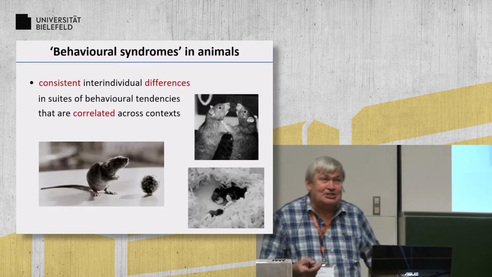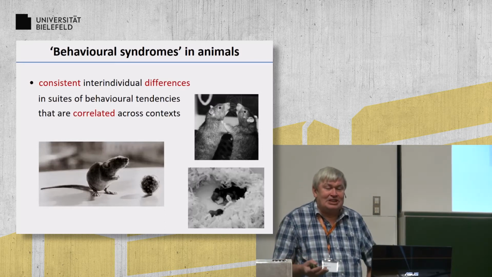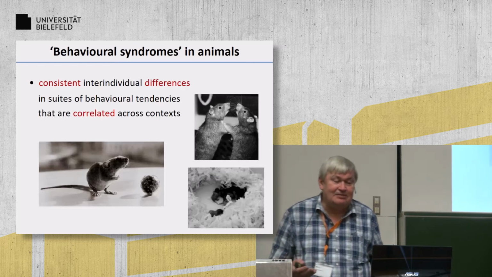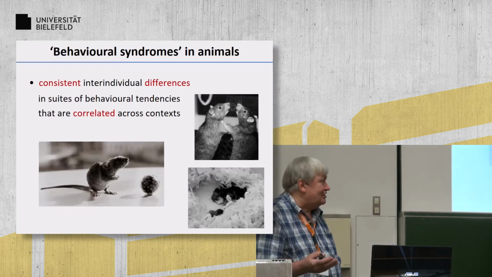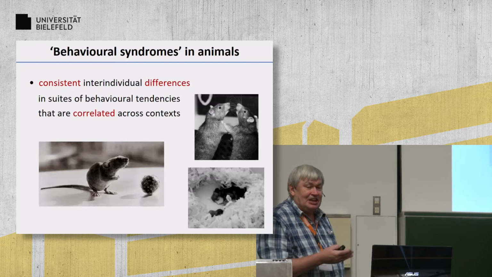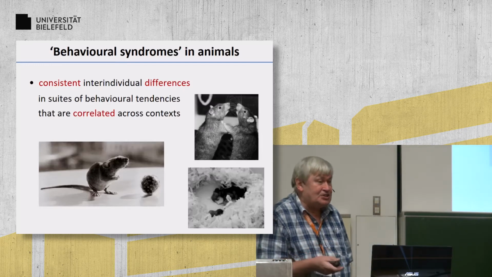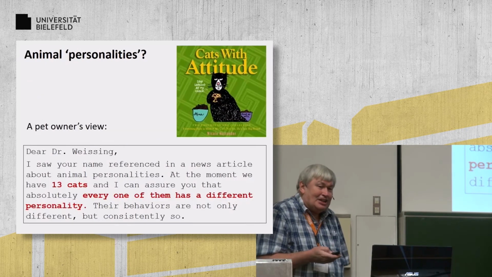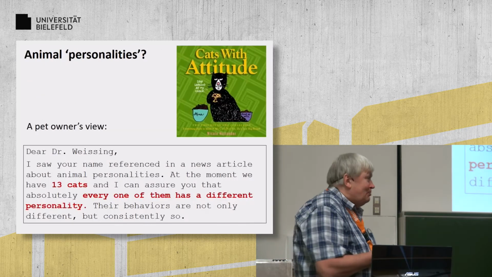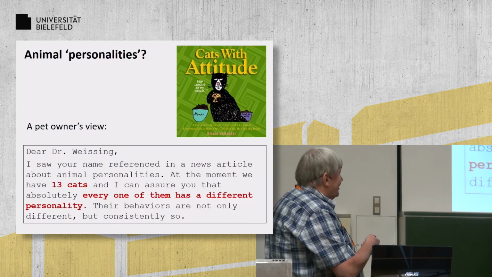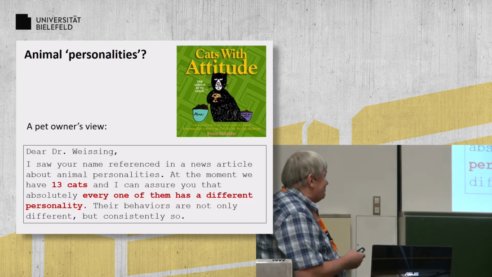So in other words, as in humans, there seems to be differences in behavior, and these differences are not only related to a single kind of context, they are, in a sense, consistent to a large extent across different kinds of contexts. So then the question is, of course, should we call these personalities? Now, pet owners would probably say yes.